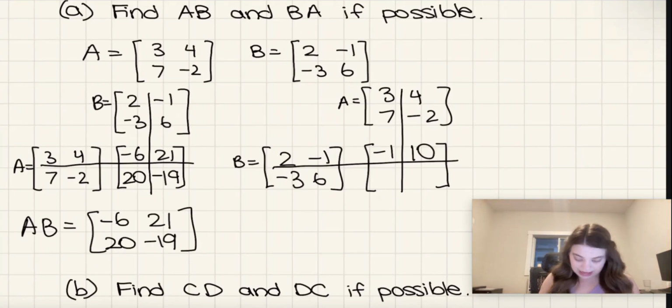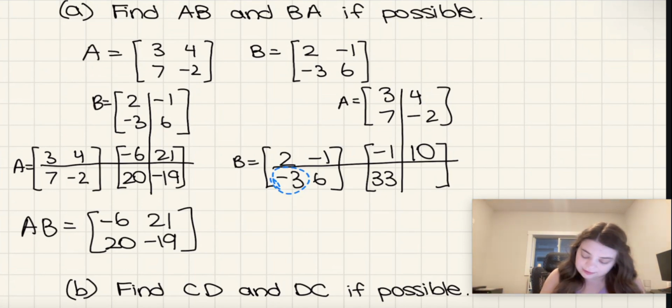All right. Then for this next one, we're going to have 3 times negative 3, which is negative 9, plus 7 times 6, which is positive 42. So 42 minus 9 would be 33. Okay. Then we have 4 times negative 3, which is negative 12, and then plus negative 2 times 6, which is also negative 12. And negative 12 plus negative 12 is negative 24, like that.